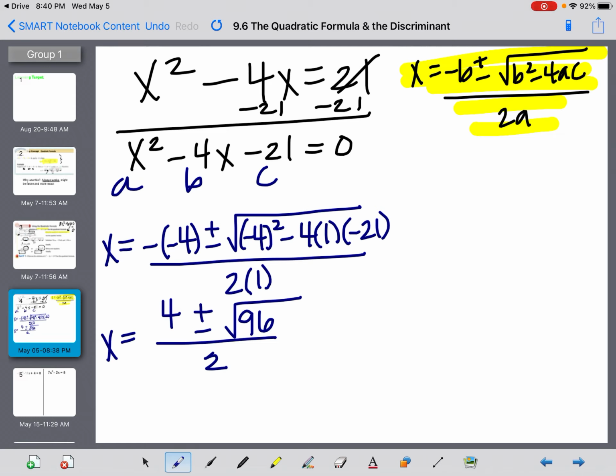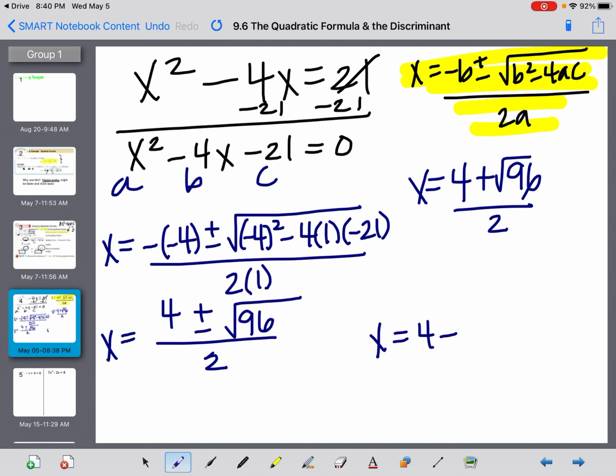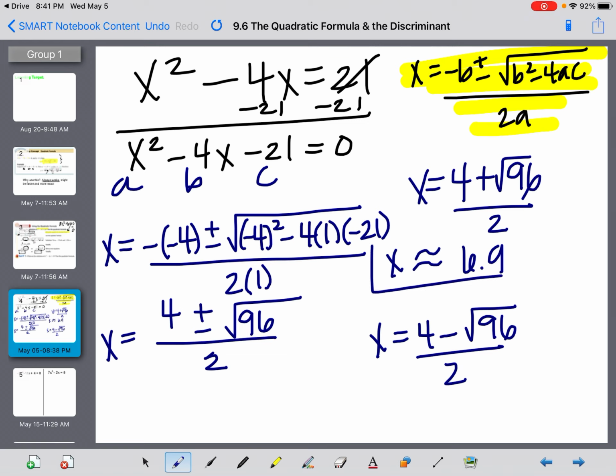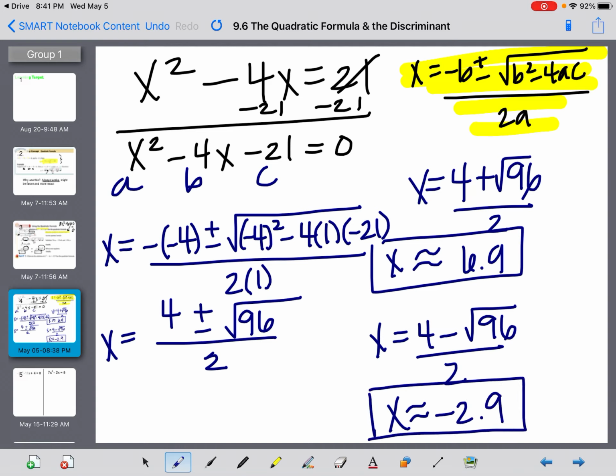Now here I'm going to split it, and we're going to do x is equal to 4 plus the square root of 96 divided by 2, and x is equal to 4 minus the square root of 96 divided by 2. Because there's not a perfect square root of 96, I'm going to do this on a calculator, and then at the end I'm just going to round it to the nearest tenth. The first one is going to give me approximately 6.9. The second one is going to give me approximately negative 2.9. Those are my solutions for this quadratic function.